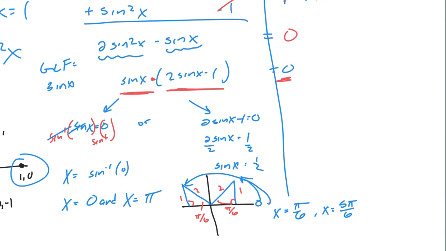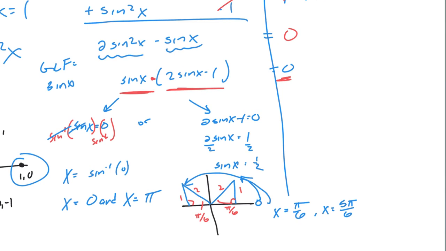So ultimately, if we look at all the answers that we got here, we got x equal to 0, x equal to pi, x equal to pi over 6, and x equal to 5 pi over 6. So let's write our answer down. X equals 0, pi, pi over 6, and 5 pi over 6.